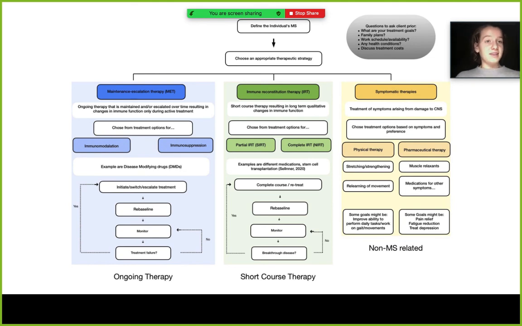And then on the right side, in the yellow column, you can see some symptomatic therapies. Those are non-MS related. Basically, we're looking into some symptoms that arise from that disease, but that are not purely caused by MS itself, such as pain or muscle stiffness, etc. So we're using physical therapy and also meds to work with that and to help the individual basically have a better living situation.